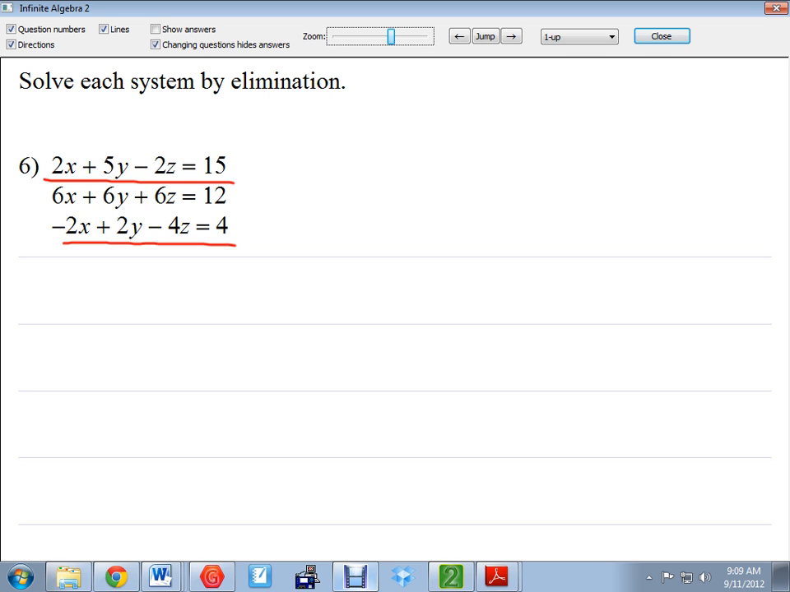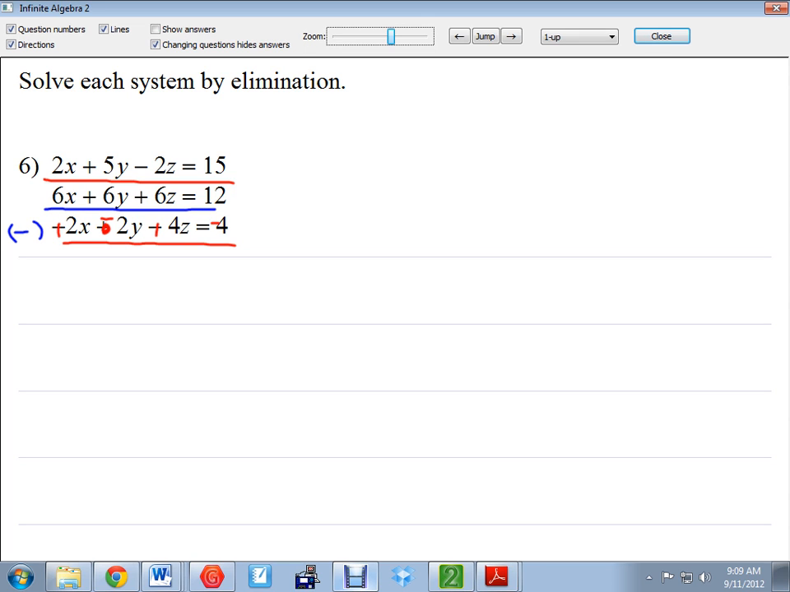The 2's in front of the x's are already there. We can just simply change the signs of the second equation in order to make it so that the numbers in front of the x's are identical. And that's just helpful because now I can just subtract these two equations. So I'm going to kind of ignore this middle equation altogether, and I'm just going to subtract the first and the last equation.